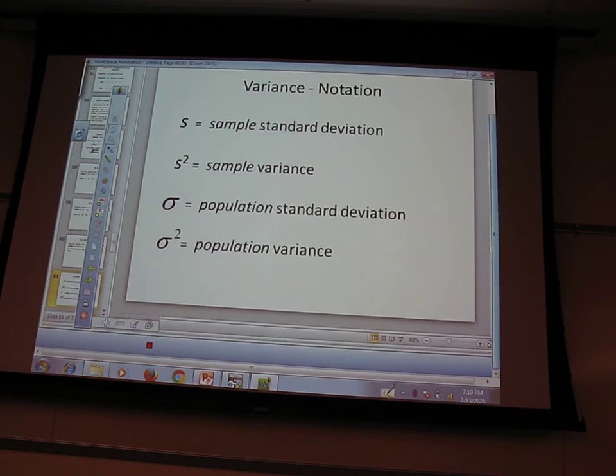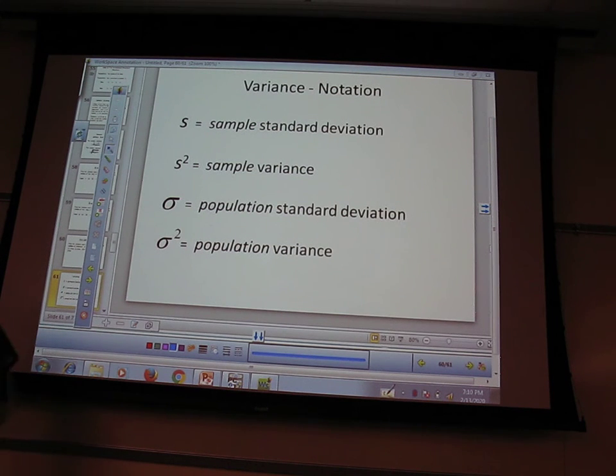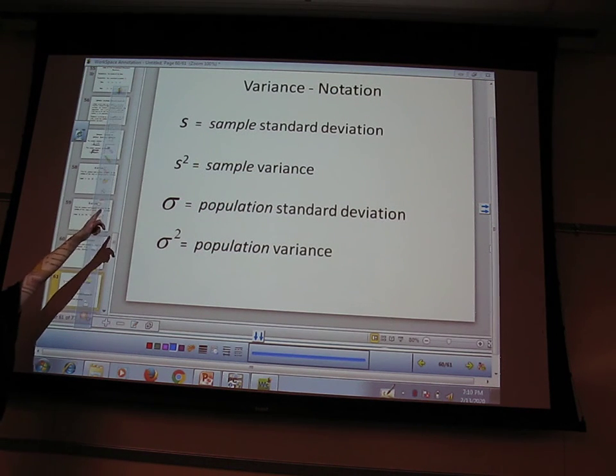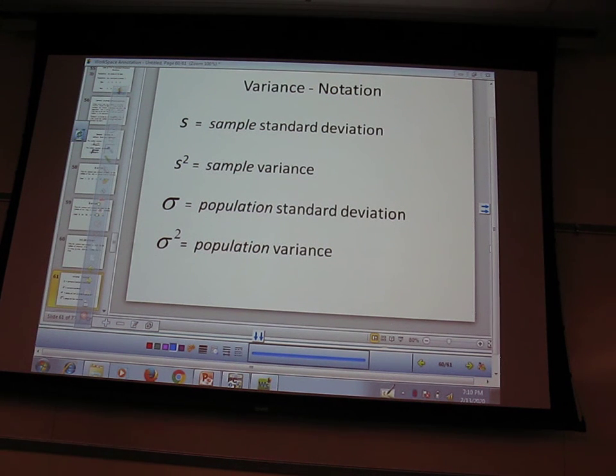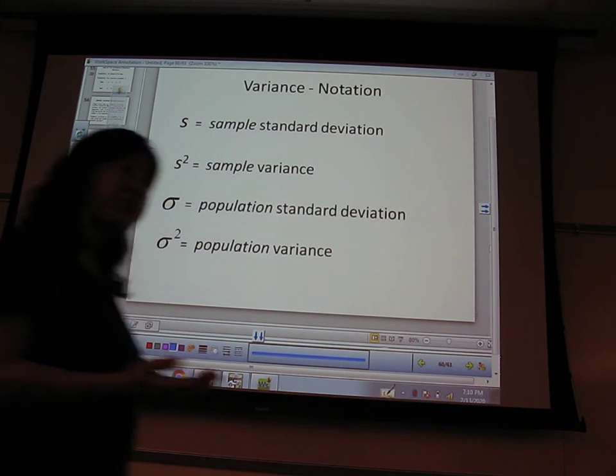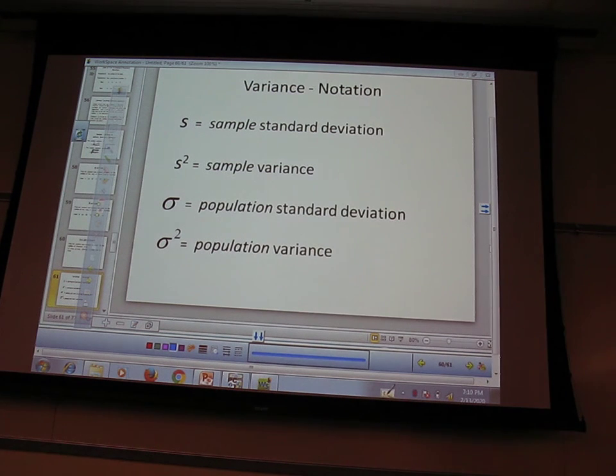Here's some notation. We've got three things to cover before you guys go. This is the first one. The notation. S, that's your sample standard deviation. S squared is your sample variance. Why? Because if you have your sample standard deviation and you want your variance, you just square it. If you have your sample variance and you want your standard deviation, you square root it. That's how you get from one to the other.